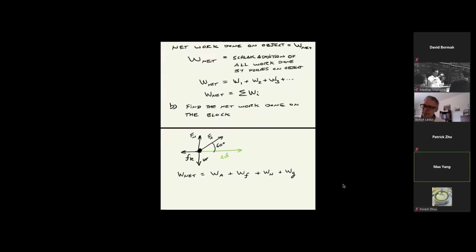Wait, sir. So how come you don't put direction, like positive or negative? No, you don't. That's what I said. Work is a scalar quantity, so you don't need to put these. Oh, okay, so it's not minus the work of gravity? No, never. Okay. Never.